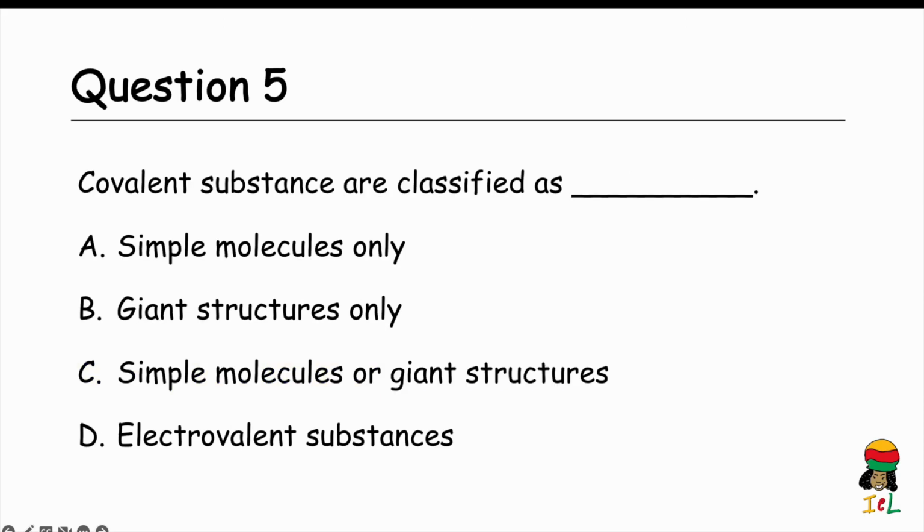Question 5. Complete the sentence. Covalent substances are classified as A. Simple molecules only, B. Giant structures only, C. Simple molecules or giant structures, D. Electrovalent substances. The answer is C. Covalent substances are classified as either simple molecules or giant structures.